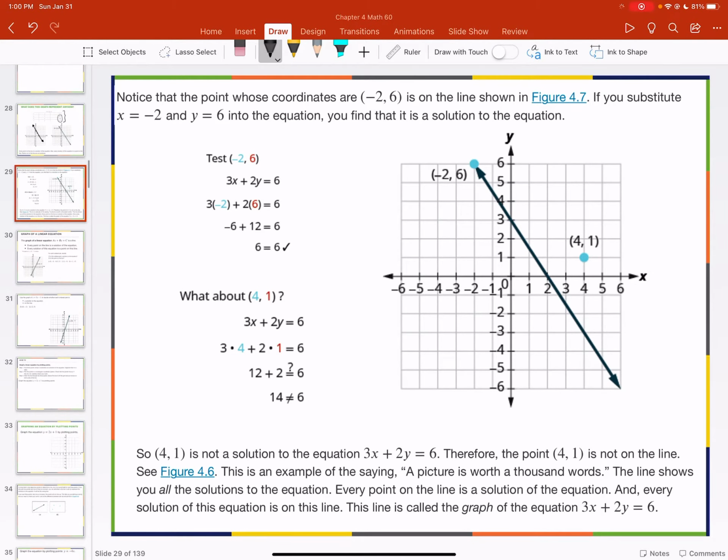Okay, so let's say if you have negative 2, 6 here, if you plug that in, you'll get that it's true. But what about if I plug in 4, 1 over here? If I do the math here, I plug it in, I get 14 equals 6, which is not true. So 4, 1 is not on the line, and it's not a solution, okay?